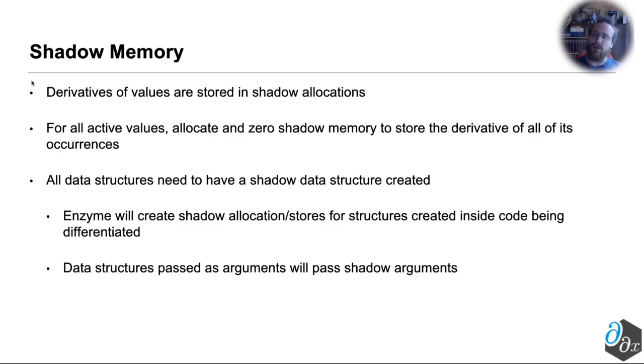Right. Shadow memory, as I mentioned before, is a derivative of values, and we store those in the shadow allocations. For all active values, either Enzyme or the user needs to allocate and zero the shadow memory. And all data structures need to have a shadow memory. We will get to some interesting ones later on. Enzyme will sometimes manage those itself. And if you're passing them in as arguments, you will also have to pass in the shadow. So that is the constraint being put upon the user.